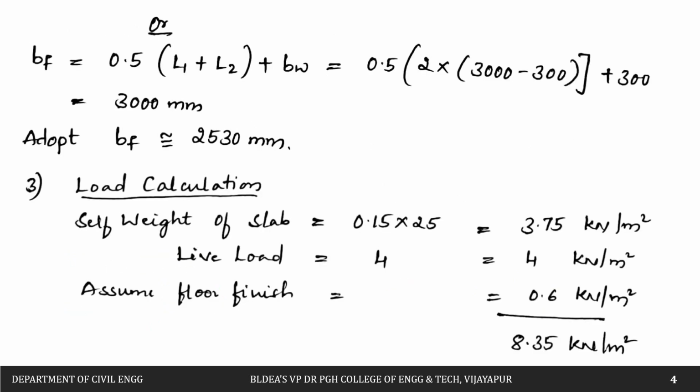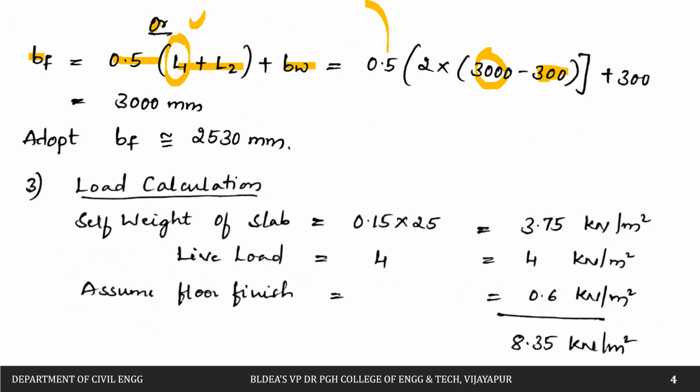Then another criterion is bf equal to 0.5 times (L1 plus L2) plus bw. Out of these two we have to take the least value. So 0.5 times the span, which is spaced at 3 meters interval, that is 3000. Next we have to subtract 300 mm.